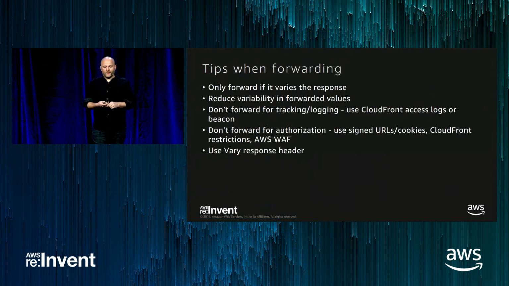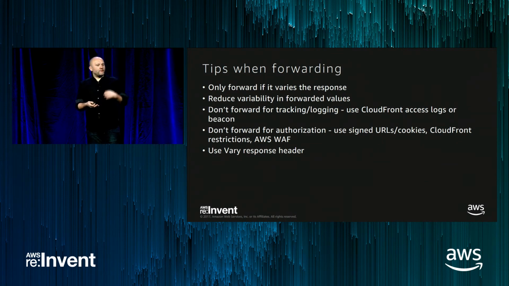So here are some tips for forwarding. As I mentioned before, only forward what can vary the response. There's no point forwarding all headers if there are headers that you're not going to vary the response on. Try and forward the headers or the cookies that you actually need at the origin. You want to try and maximize the cache hit ratio as much as possible. Ideally, you want to reduce the variability of forwarded values.